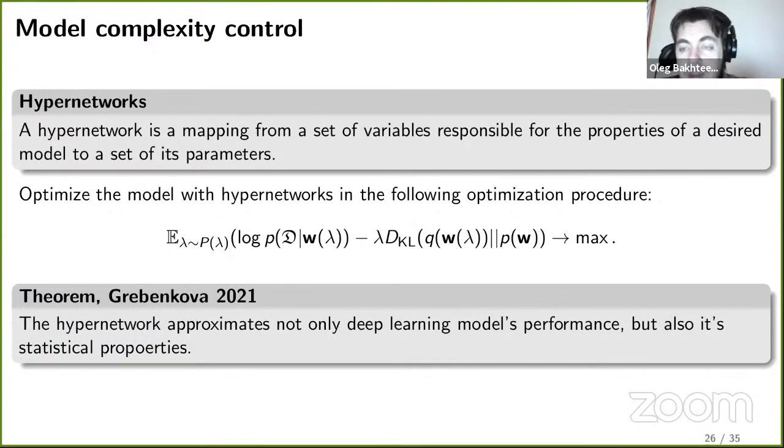So we can use hypernetworks to model the dependence of the model parameters on its desired complexity. For this procedure, we consider a generalized evidence lower bound function, which is displayed here. We can see that it's quite different from the usual evidence lower bound. We can see a lambda multiplier, which controls the importance of the prior in our optimization procedure. And if we use hypernetworks to model parameters of a deep learning model, we can optimize not only one model, but a continuous set of models in one procedure.